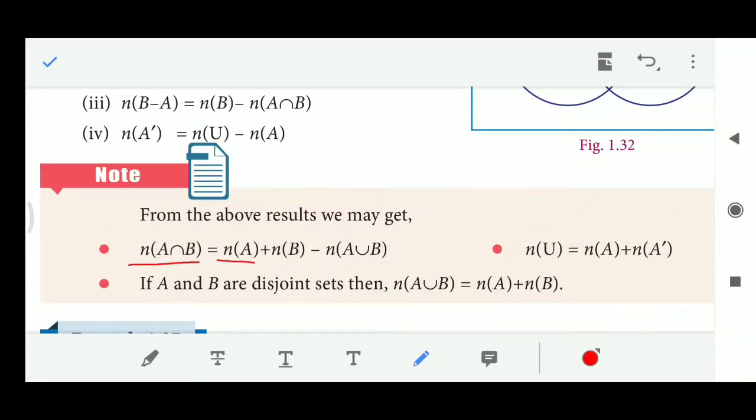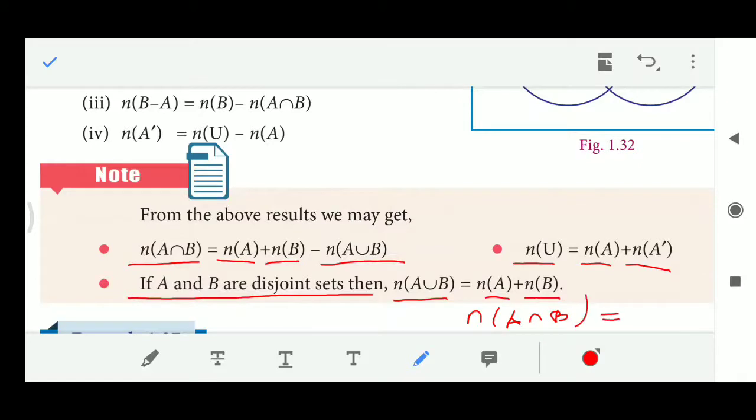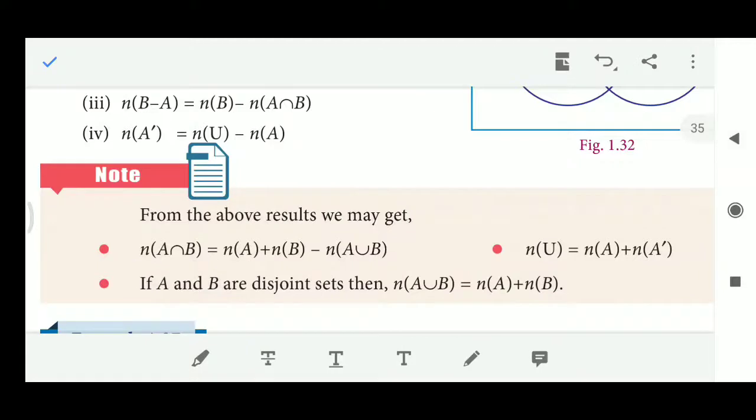From these results, we have two more notes. One is n of A intersection B is equal to n of A plus n of B minus n of A union B. Then n of U is equal to n of A plus n of A dash. If A and B are disjoint sets, then n of A union B is equal to n of A plus n of B, since here n of A intersection B is equal to 0.